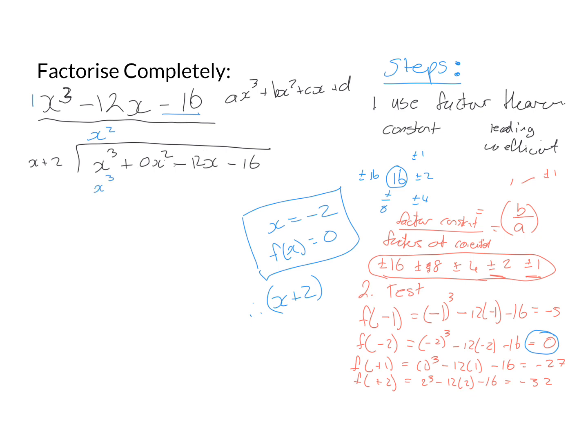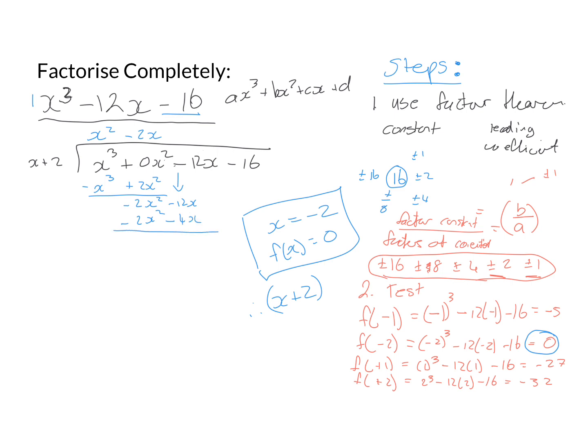Multiply them, x squared times x gives me x cubed, and x squared times 2 gives me 2x squared. Subtract them, this gives me negative 2x squared. Bring down minus 12x. Divide again, so negative 2x squared divided by x gives me negative 2x. Multiplying them gives me negative 2x squared. Negative 2x times 2 gives me negative 4x.